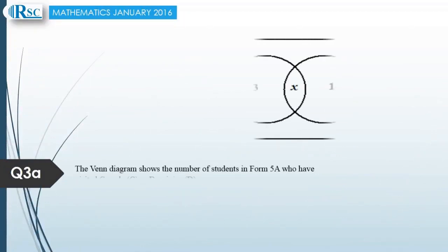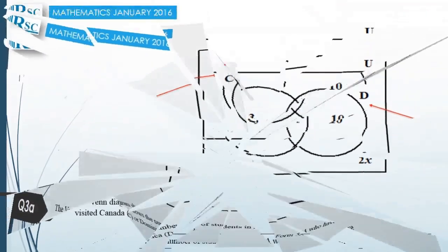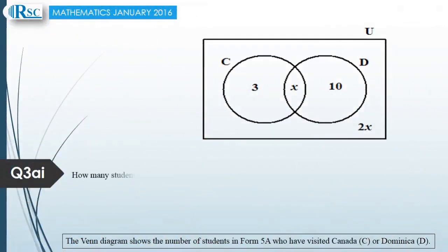Question 3, Part A. The Venn diagram below shows the number of students in Form 5A who have visited Canada, marked as the set C, or Dominica, which is marked as the set D. Part 1 asks, how many students have visited Dominica only?